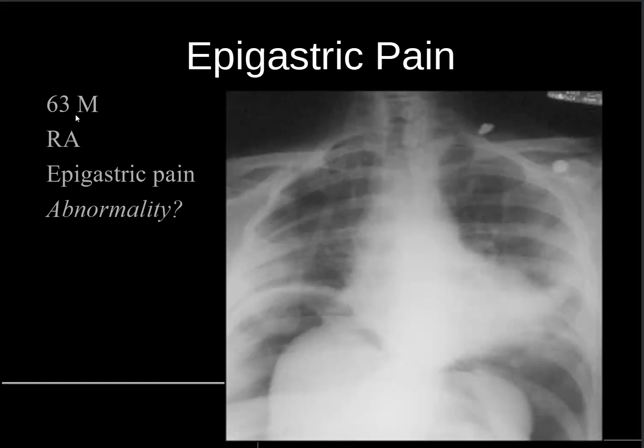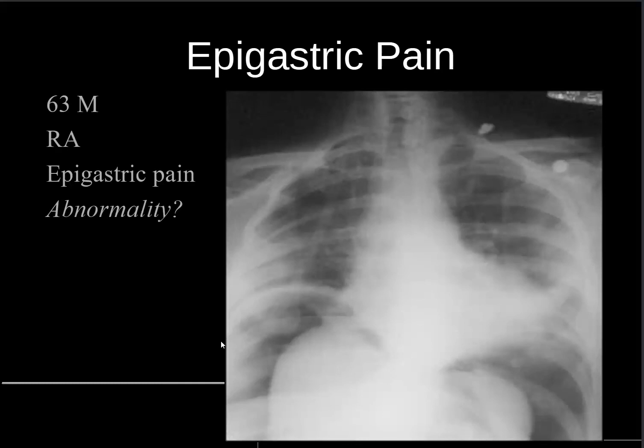We know this patient is 63 and a male, has rheumatoid arthritis, which is relevant, I'll tell you why. And he has epigastric pain. What's the abnormality? Okay, there's the lungs, possibly a bit of infection here. This is the right hemidiaphragm, this is the left hemidiaphragm.